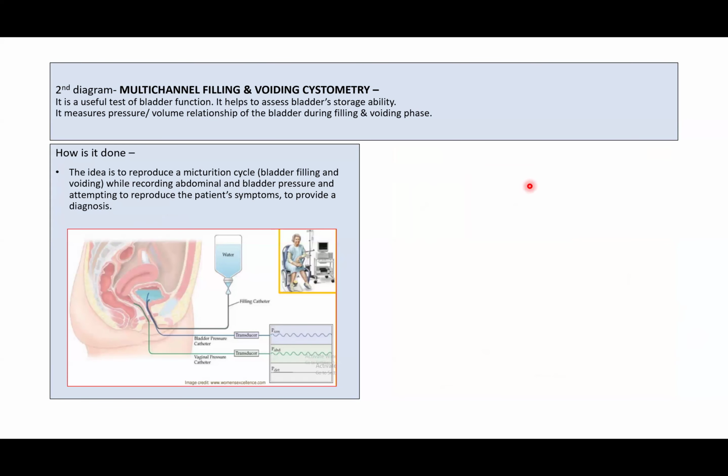Coming to the other one, the cystometry. It is the multi-channel filling and voiding cystometry. What it does, it helps to test the bladder function. It helps to assess the bladder storage ability. It measures the pressure-volume relationship of the bladder during the filling and voiding phase. Now, how is it done? Actually, the idea is to reproduce a micturition cycle, that is the bladder filling and the voiding. At the same time, we will be recording the abdominal and bladder pressure.